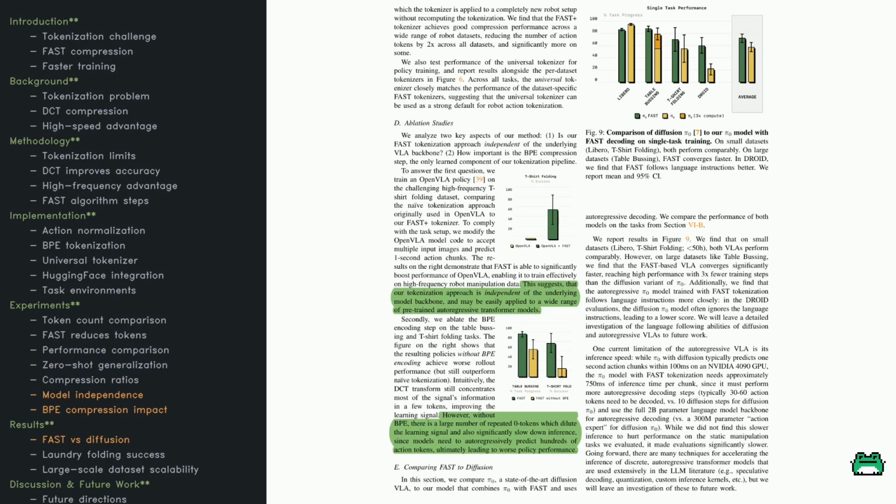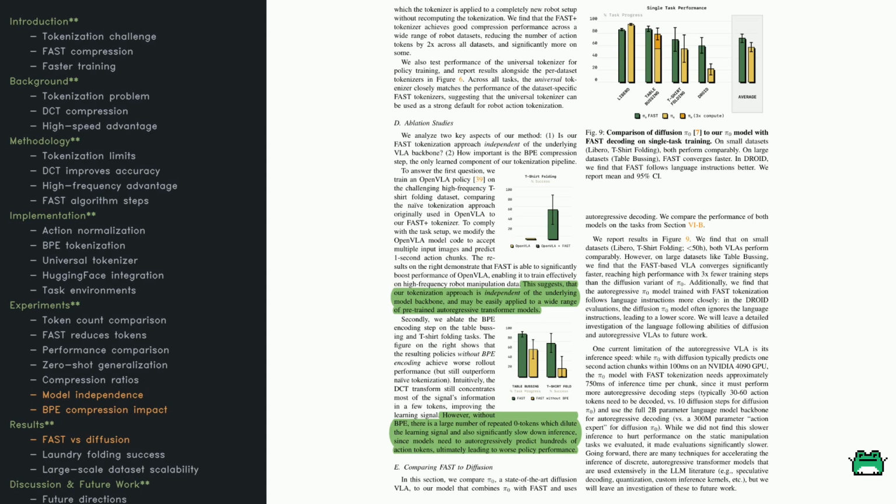Ever wonder if FAST is tied to a particular model architecture? This section answers that question. They trained OpenVLA, a well-known sequence model, using FAST on the t-shirt folding task. Check out the results. Compared to OpenVLA's original tokenization, FAST delivered a noticeable boost in performance. That's a clear sign. FAST plays well with others.